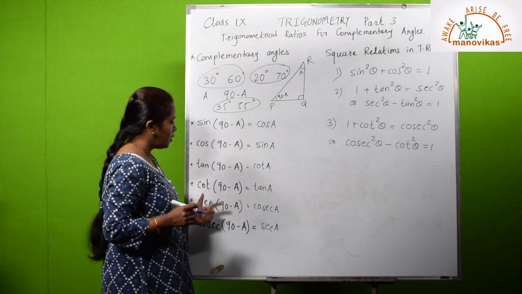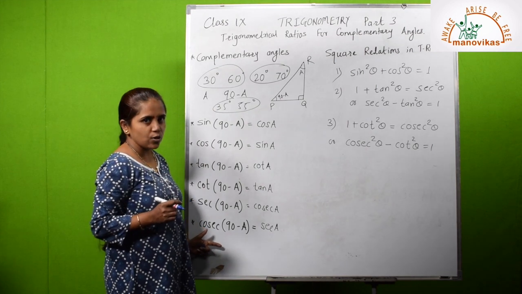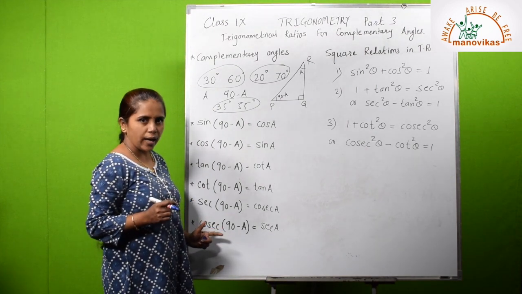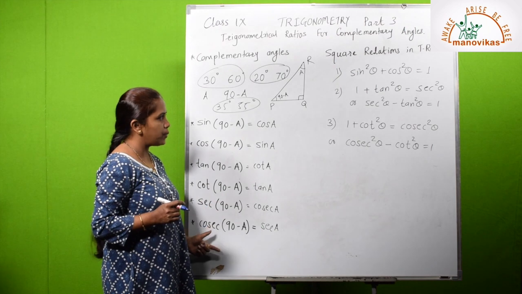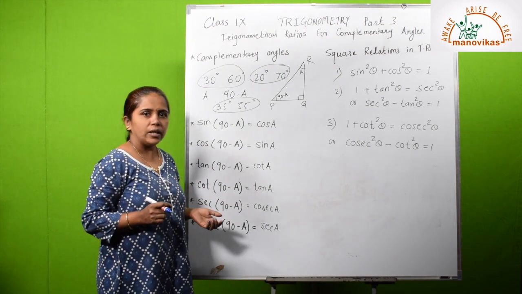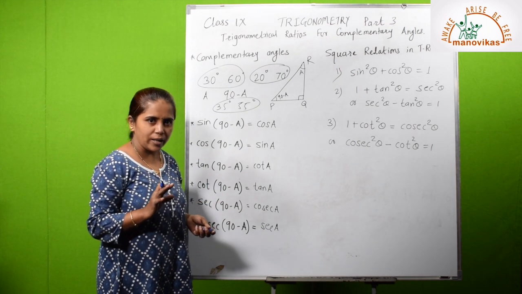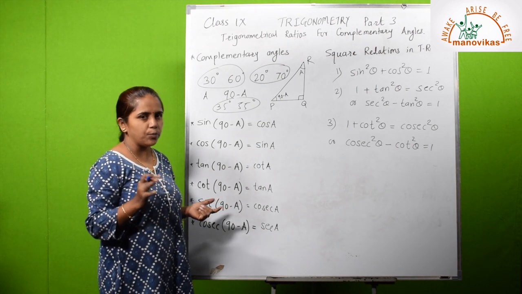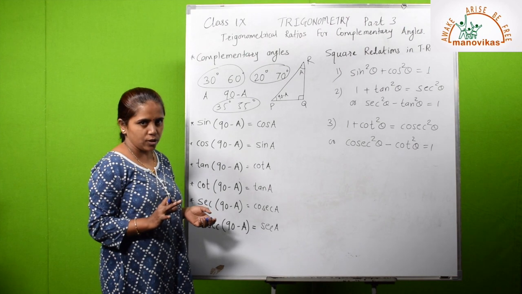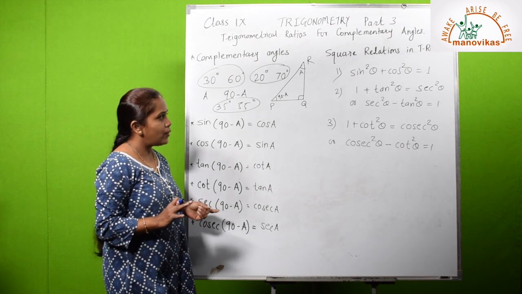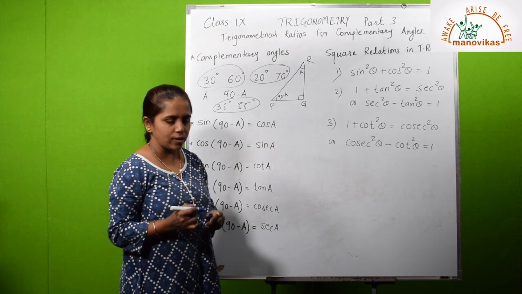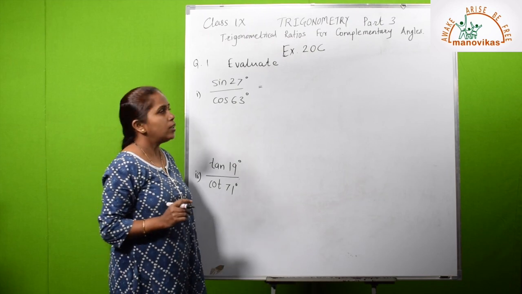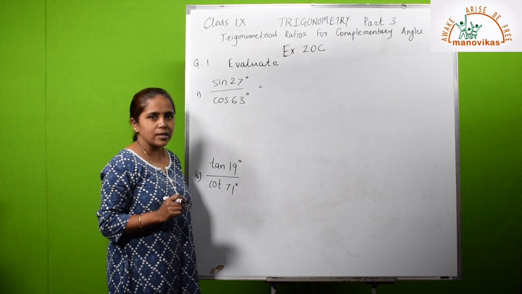Okay, and these are the trigonometrical ratios for the complementary angles. Now using these complementary angles, we can evaluate the algebraic expression for the trigonometric ratios, or we can prove some expressions. Understood? Now we'll solve the sums from the exercise. Now we'll see the exercise 20C.